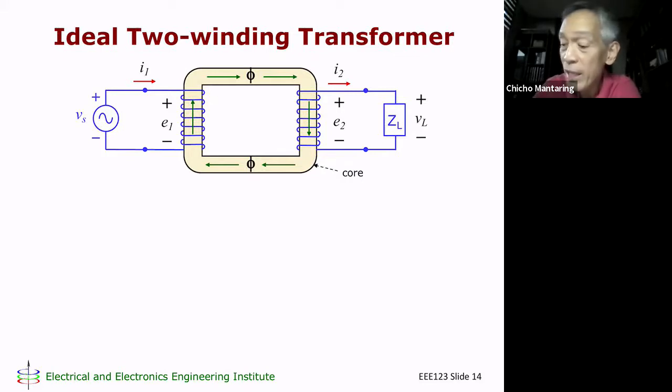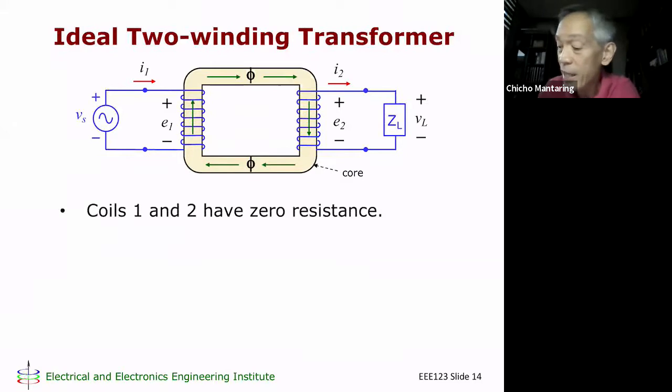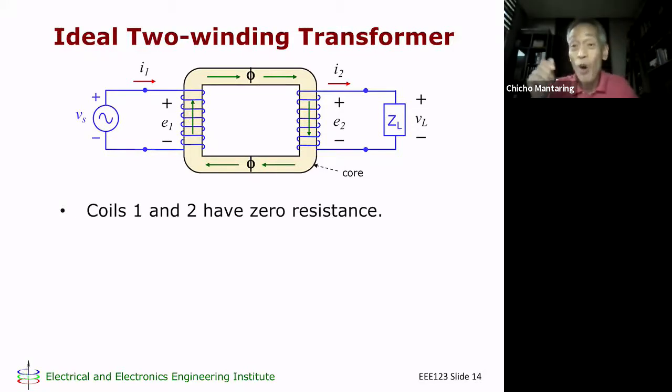Now, when does this become ideal? That is ideal if both coil 1 and coil 2 first have zero resistance. Remember that a coil is just wire that you wind around. No? You have a core, and then you wind around the wire. That is your coil. So it's essentially a wire. And if it is a perfect wire or an ideal wire, the resistance of wire is equal to 0. But we know that there's no such thing as a perfect conductor. So your coil will always have a certain amount of resistance.